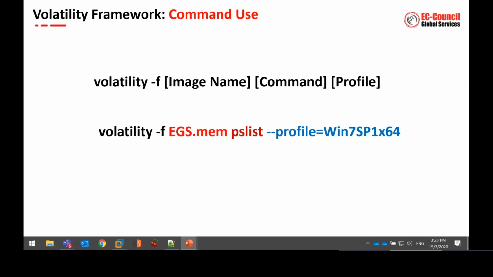Volatility is very easy to use. It really makes memory forensics easy. We just need to download it and install it on our Windows or Linux. We run volatility, the name of the tool, -f, then we provide the image name, the memory image that we created earlier, the command that we want, followed by the profile.